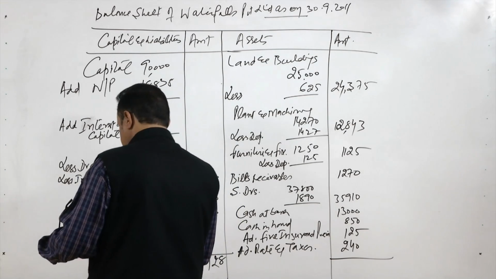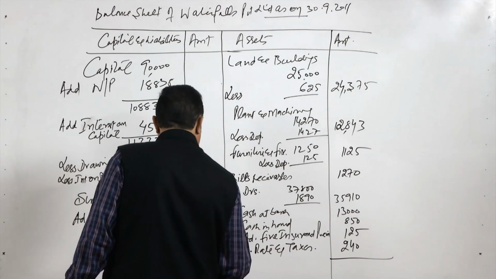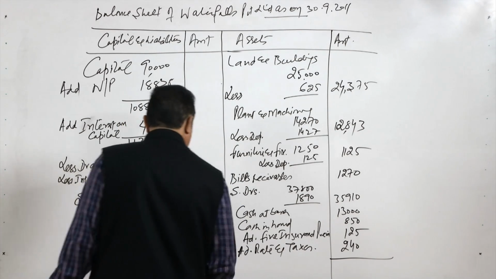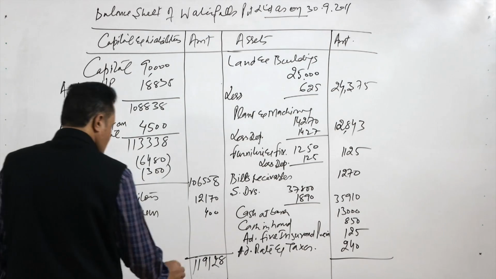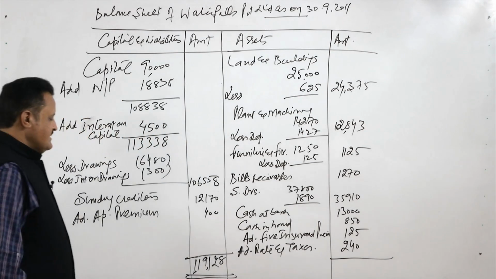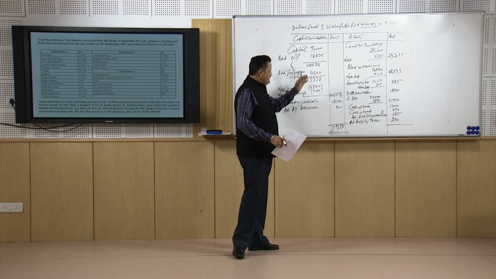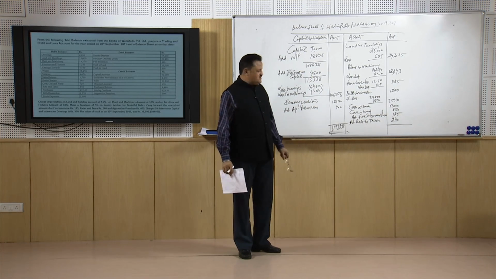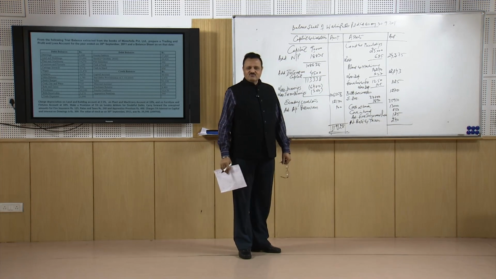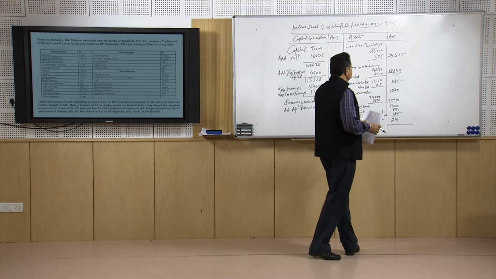So it is going to be how much? It is going to be 1,19,128, the total of the capital side, or capital plus liability side. It means we have raised this much of the total resources, 1,19,128. Now let us total the asset side also.